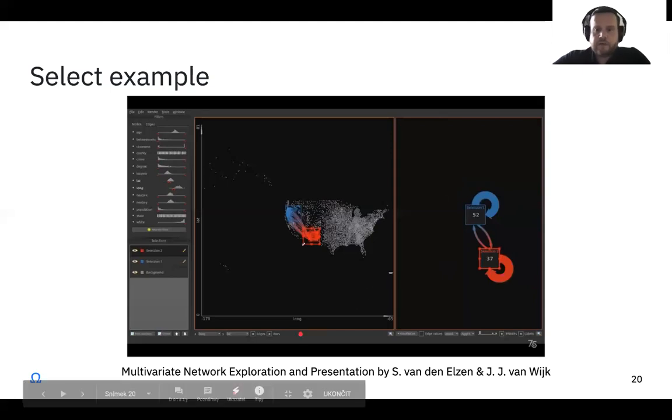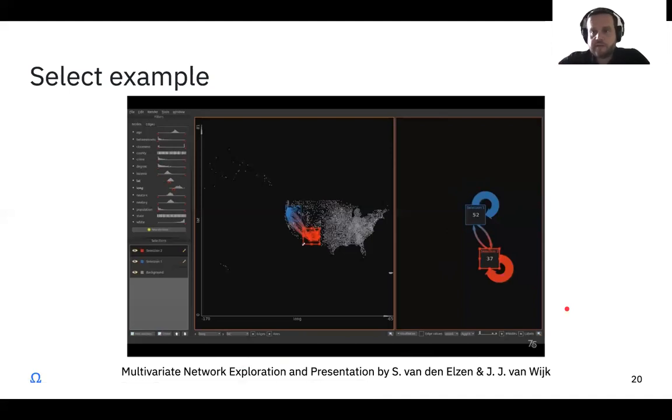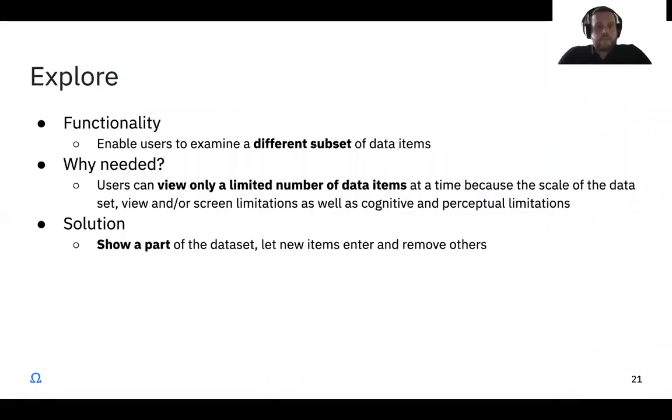This paper won best paper at IEEE VIS, which is the best conference in InfoVis, in I think 2015, maybe 14 or 15. I'm not sure now, but it created quite a lot of buzz back then. It's a nice paper to read if you're contemplating doing something with networks or graphs. Further, we have Explore. With Explore, we want to enable users to examine a different subset of data items than what they're seeing right now.